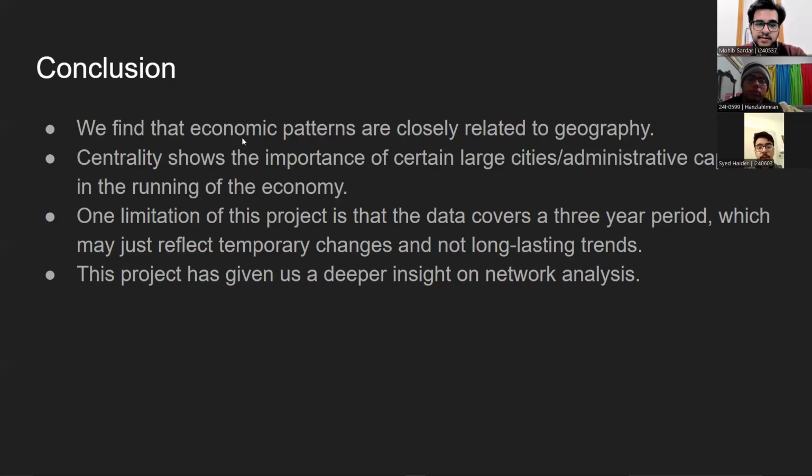One limitation that we encountered in this project was that the data covered a 3-year period, which might just reflect temporary changes and not very long-lasting trends. However, this project has given us a deeper outlook on network analysis and how to use the data to see bigger trends. Thank you very much.